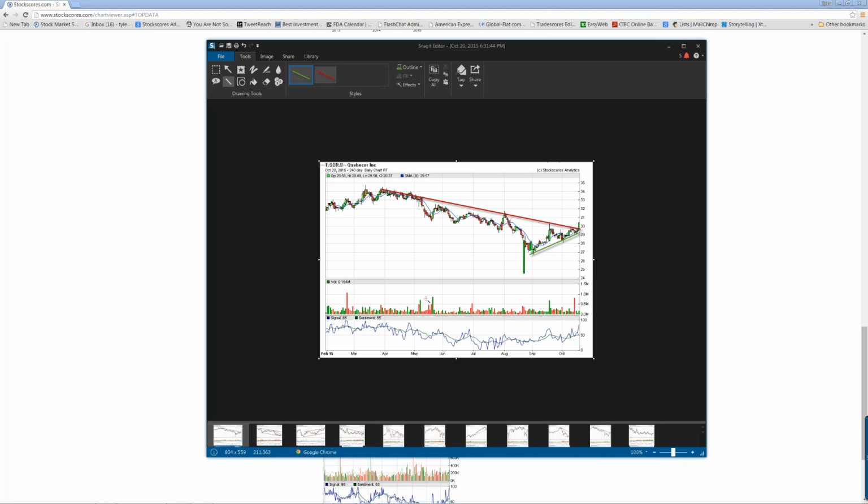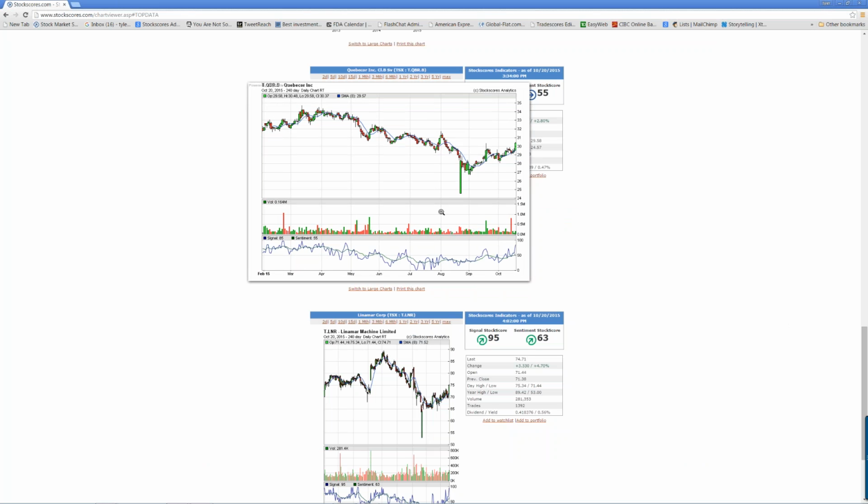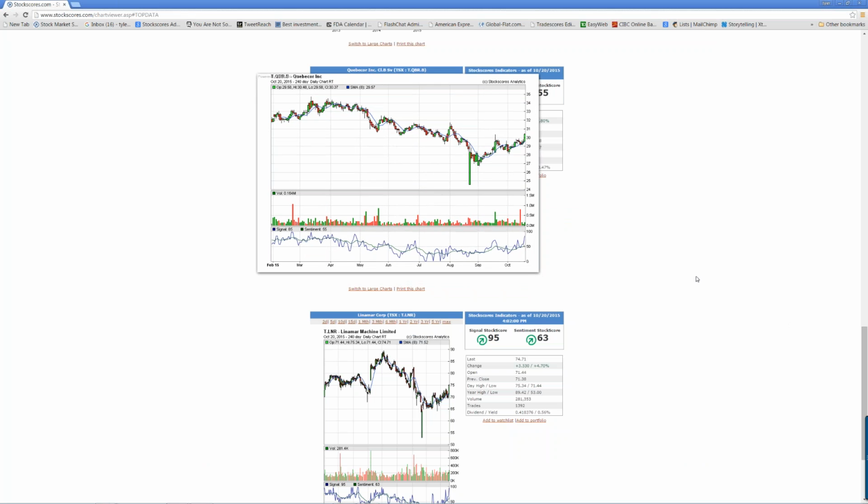Problem areas, volume, pretty light. That volume isn't exceptional, so the buyers didn't show a ton of enthusiasm. It's got a fair bit of resistance right in here that's going to limit its upside. So I think it's good, not great. Let's take a look at the longer term time frame, because again, I want to reinforce we're always looking for that longer term time frame.